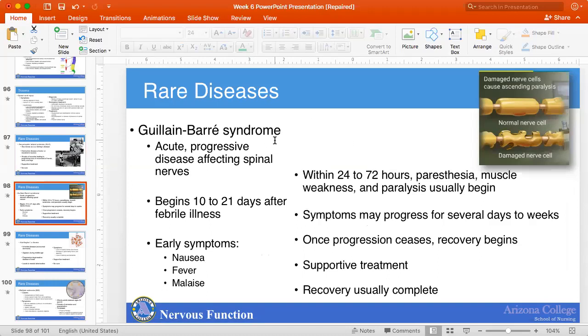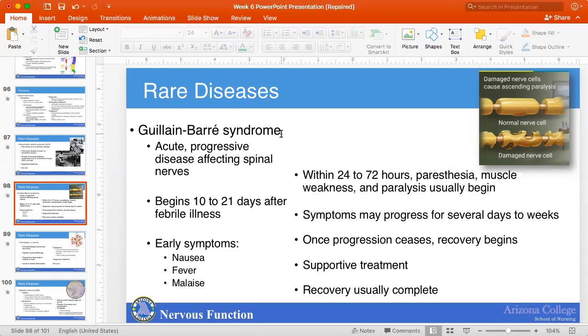Guillain-Barré syndrome. This is an acute progressive disease affecting spinal nerves. What happens is there's typically some sort of infection that the person has, and then it begins 10 to 21 days after a febrile illness. So they have some sort of infection, and then it starts affecting their spinal nerves in a certain distribution. Early symptoms will be nausea, fever, and malaise. Then within 24 to 72 hours, paresthesia, muscle weakness, and paralysis usually begin.